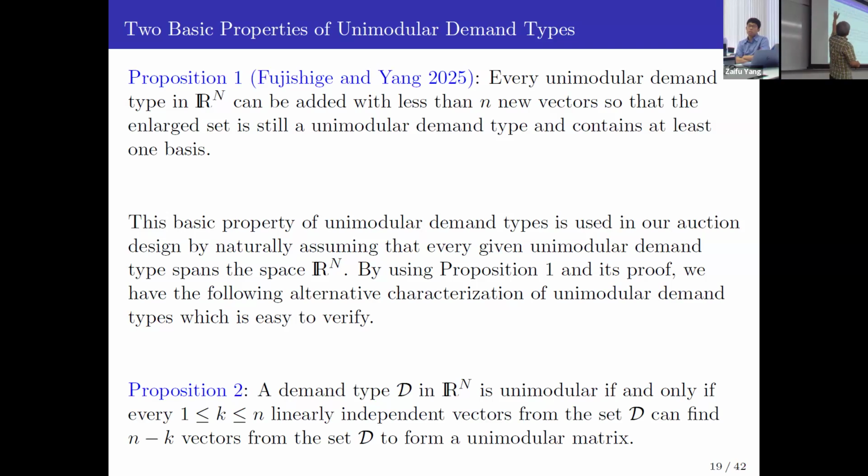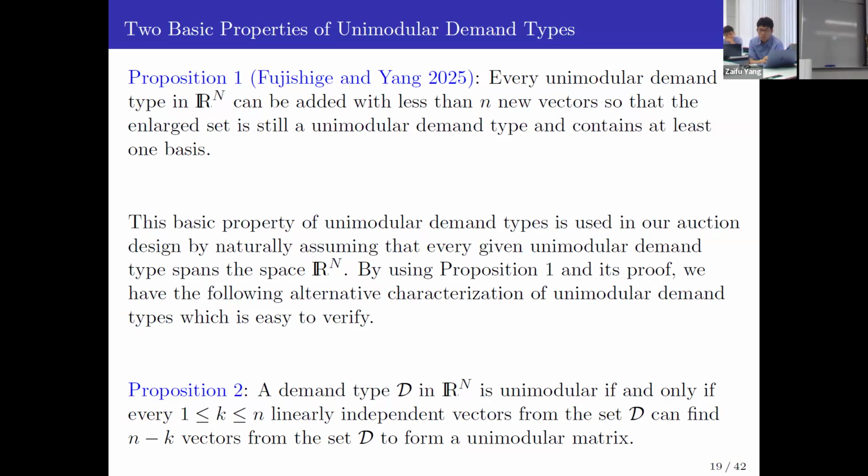actually we use this proposition and the old proof, then we can have an alternative characterization of unimodular demand type. So this one is very easy to check a unimodular demand type. It is unimodular if and only if every k linearly independent vectors from the set D can find n minus k vectors from the set to form a unimodular matrix. So now I restricted the number of vectors. You don't need to check so many possibilities.